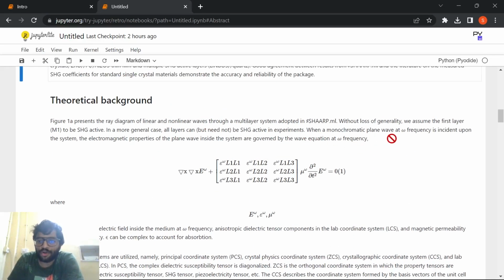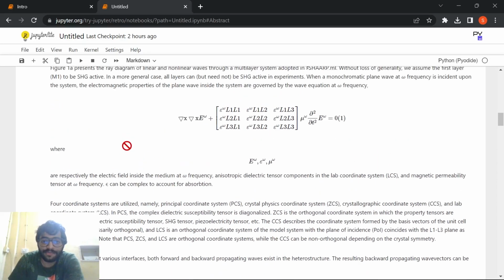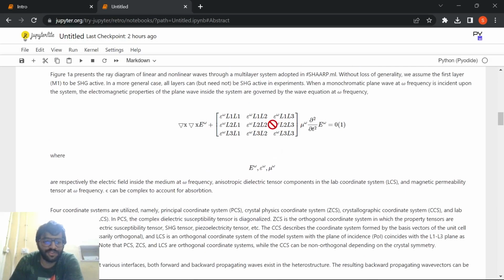And then when a monochromatic plane wave at omega frequency is incident upon the system, the electromagnetic properties of the plane wave inside the system are governed by the wave equation at omega frequency. Here E omega is the electric field at omega frequency, epsilon omega is the anisotropic dielectric tensor in the lab coordinate system, and mu omega is the magnetic permeability. And epsilon can be complex to account for absorption.